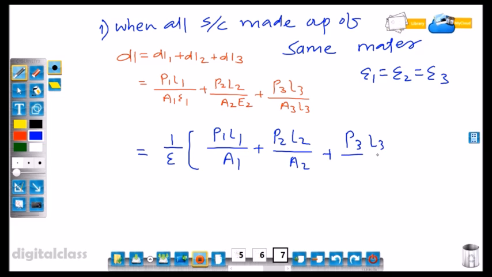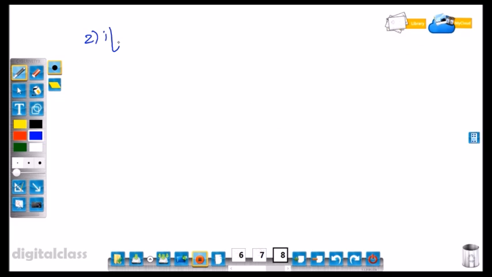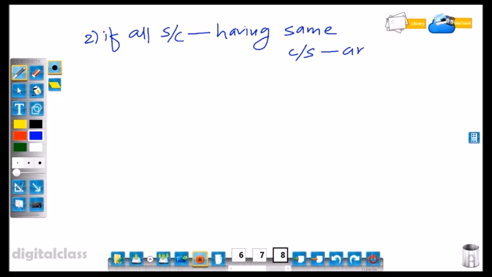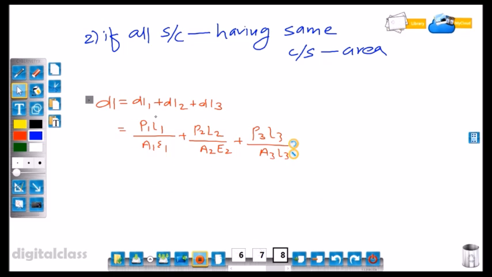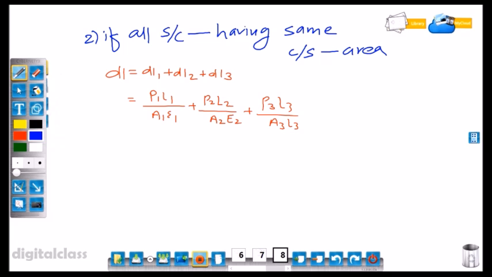Then the second condition: if all the sections have the same cross-sectional area, simply we can take the area out of the bracket. So the final equation will become like this.